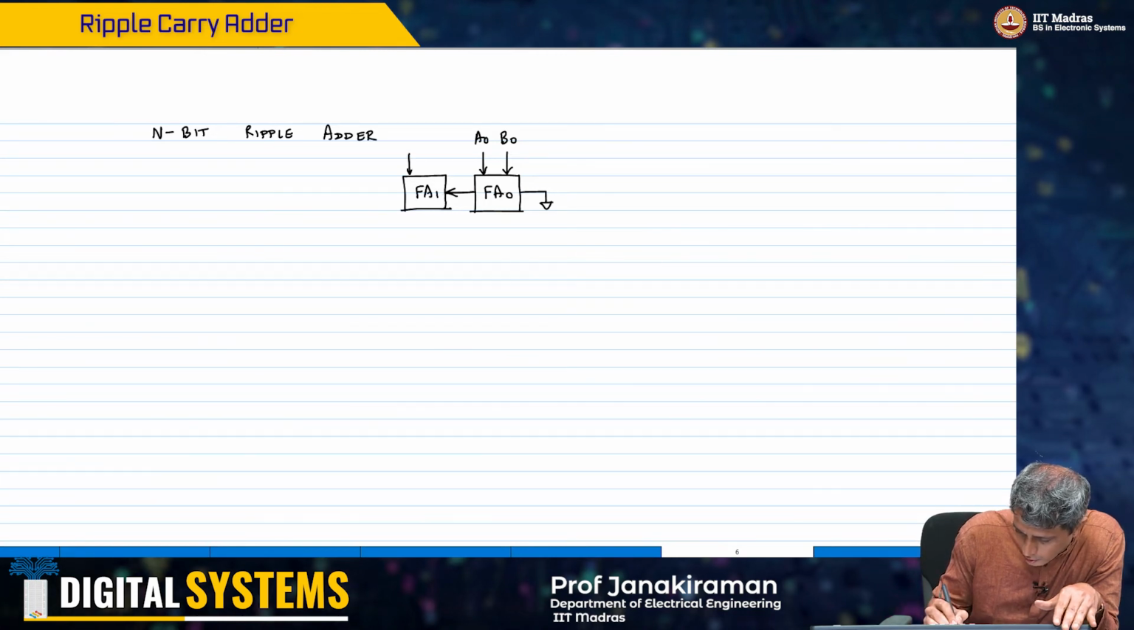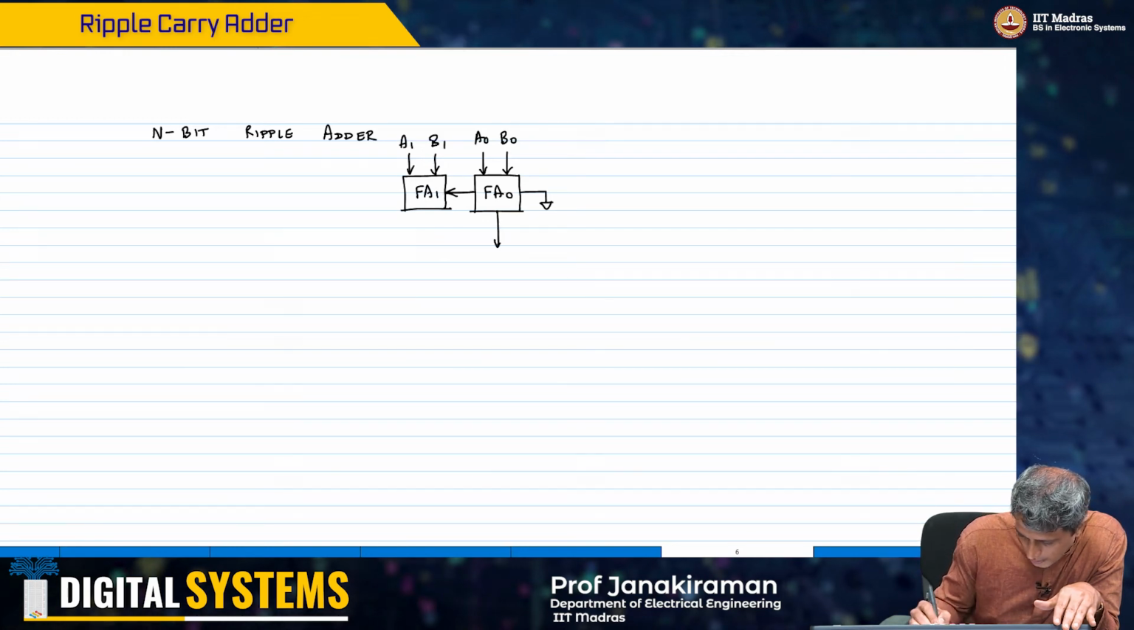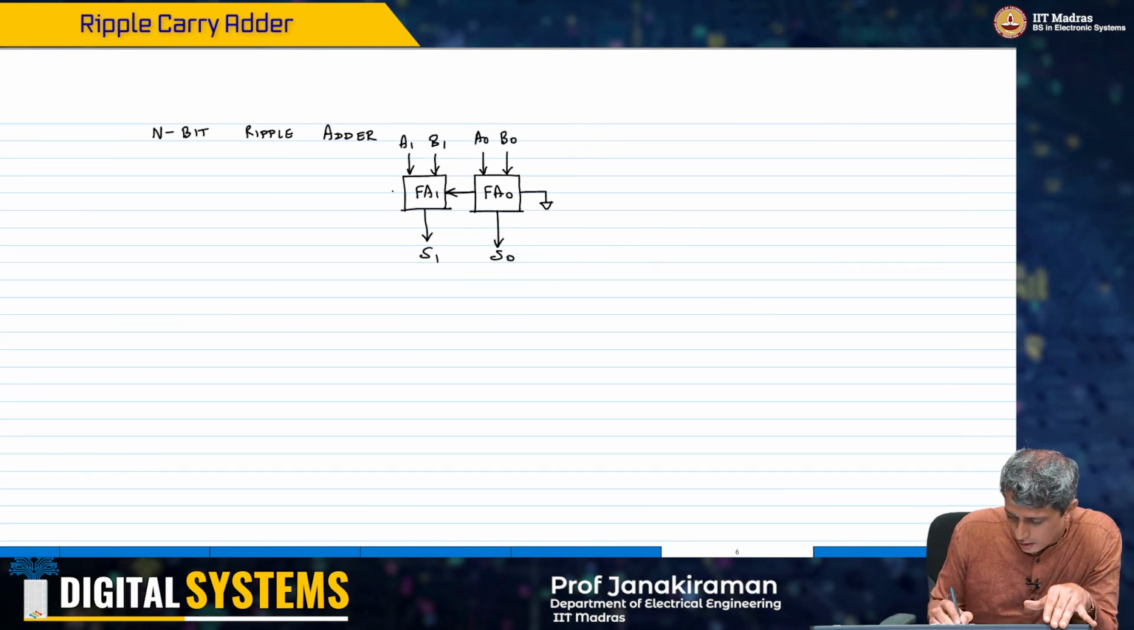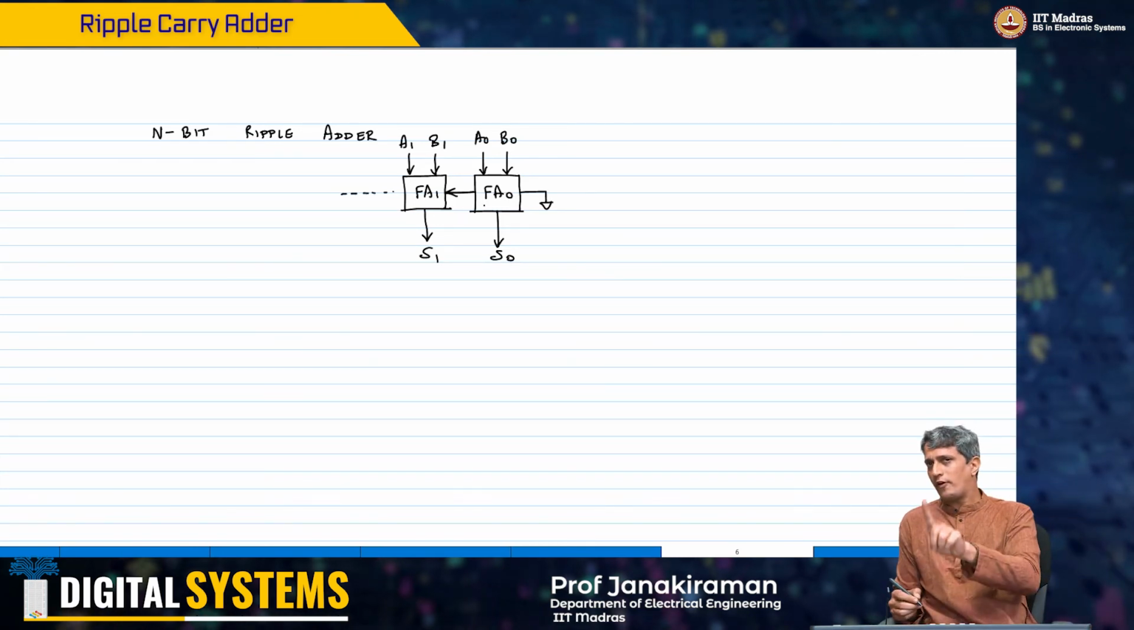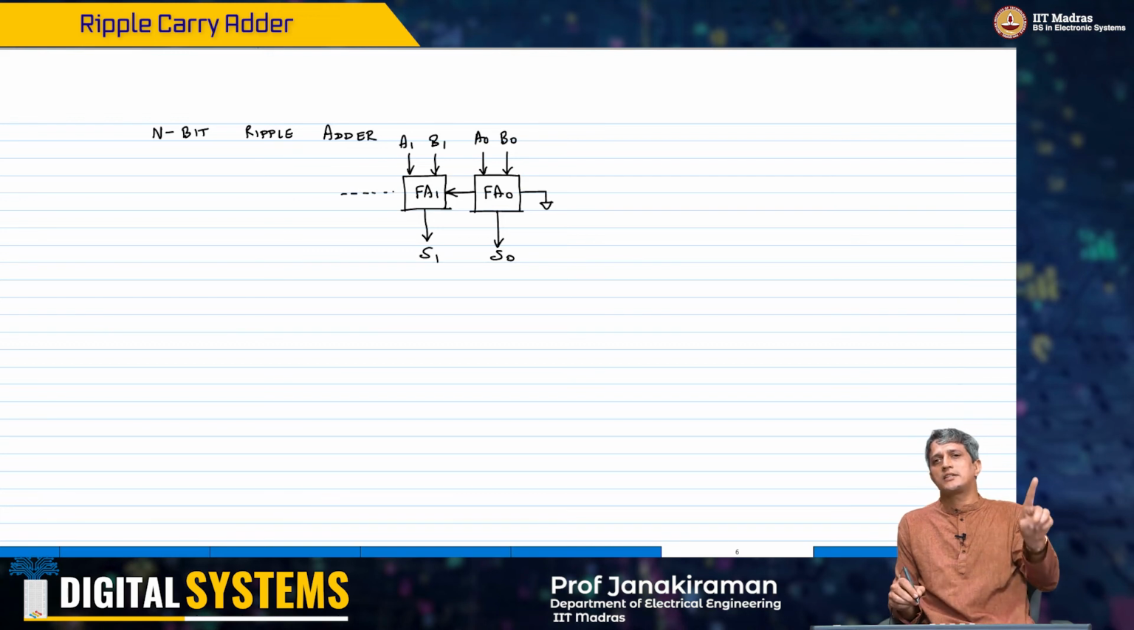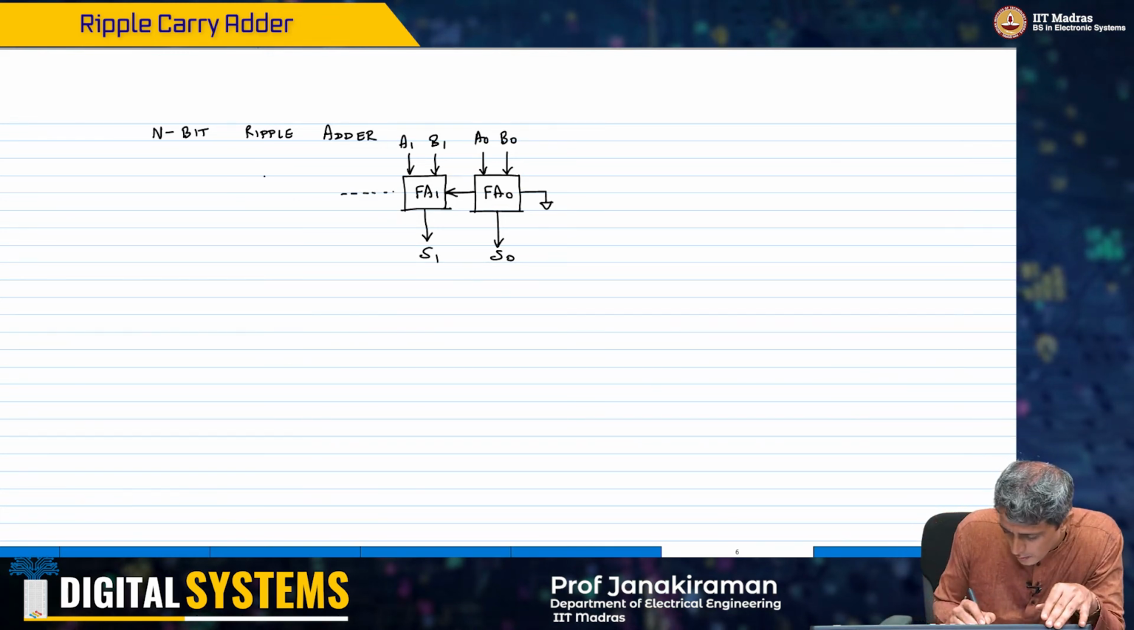FA1 will get A1, B1. The sum is going to be S0, and this is going to be S1. All the way, you just keep doing this. The carry out of FA0 is being fed as carry in to FA1, and then you come to the last adder.